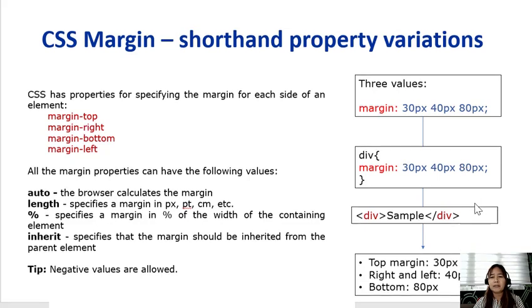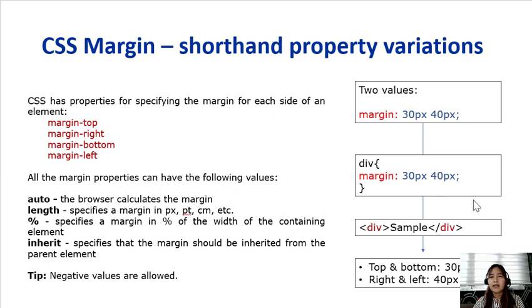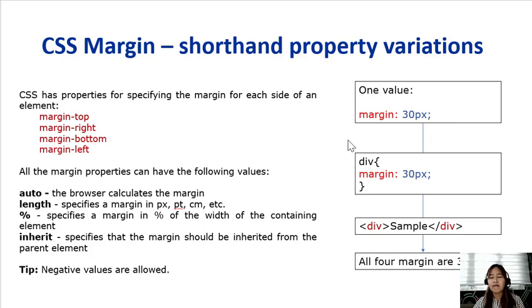and then 80 will be used for the bottom margin. Now, for the shorthand property variations, if you're only going to use 2 values, that will refer the 30 here, the first value, whatever value you specify, and whatever units of measure. In this case here, we're using pixels, as what was mentioned earlier. You can use points or centimeters. In this case here, 30 will be the applicable margin for your top and bottom. The 40 here will be the applicable margin for your right and your left margin. And then of course, if you only specify 1 value for your margin, that will be applied on all 4 sides.